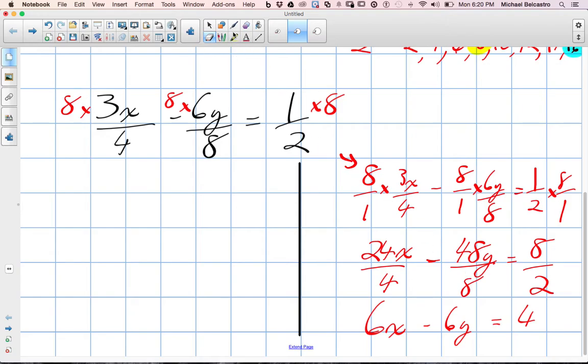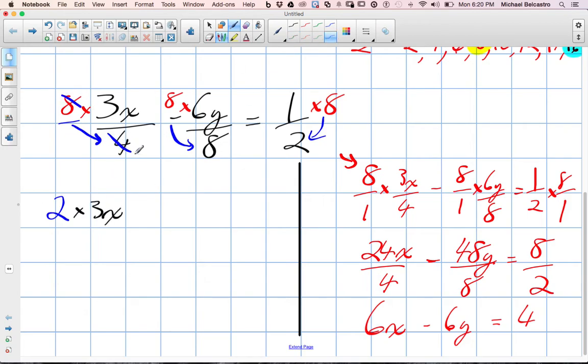There's another way we can do this. Instead of actually multiplying it in, because these are multiples, we can just divide the 8 by the denominators. So what would 8 divided by 4 be? 2. So we'd be left with 2. We've gotten rid of the 4 times 3x. Think of it like we've canceled these two out now.